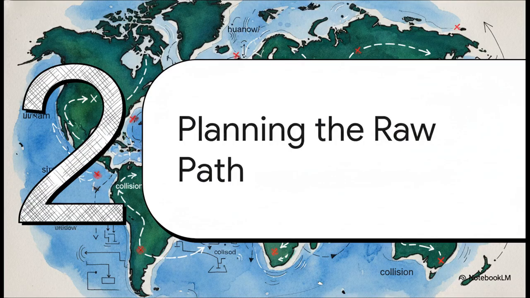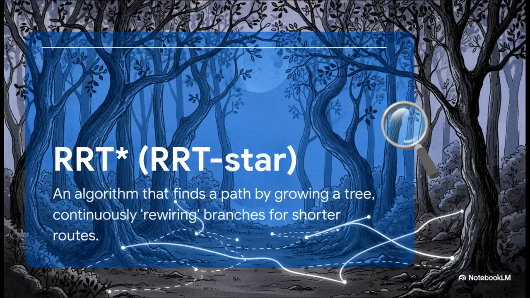Okay, so we've got our unified world. Planner and executor are on the same team. Now for the fun part. How do we actually find a path through this world? On to section 2. The tool we're using for this is an algorithm called RRT star.